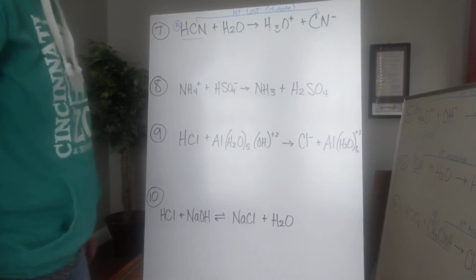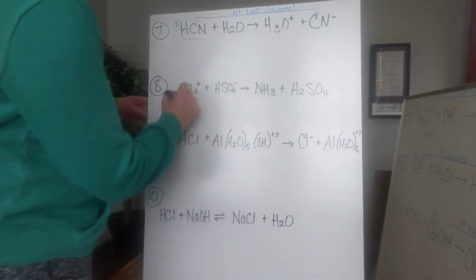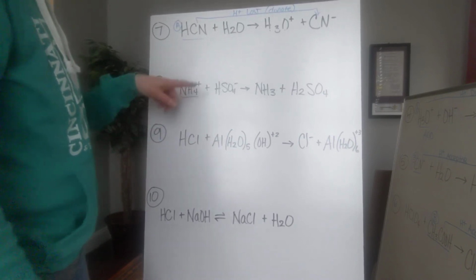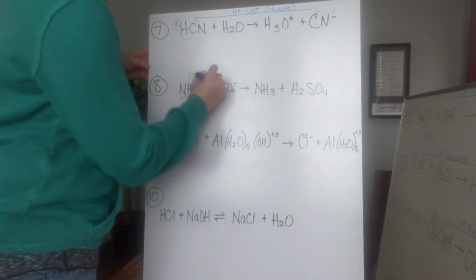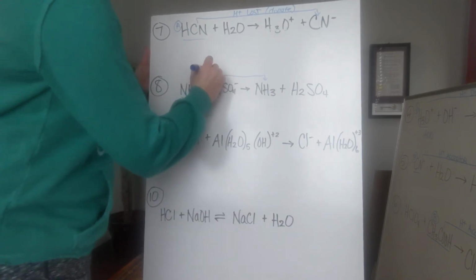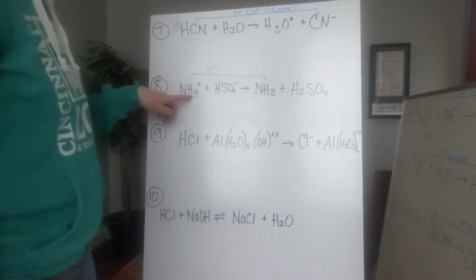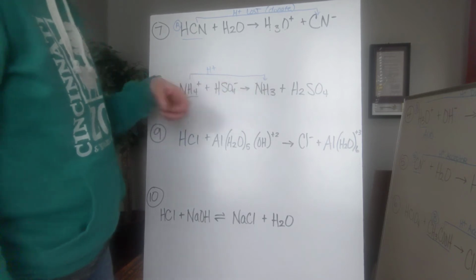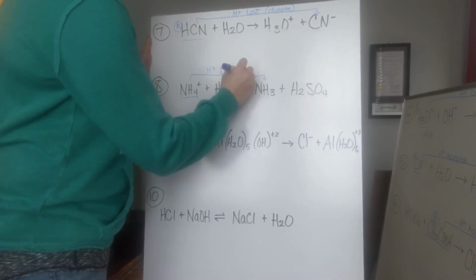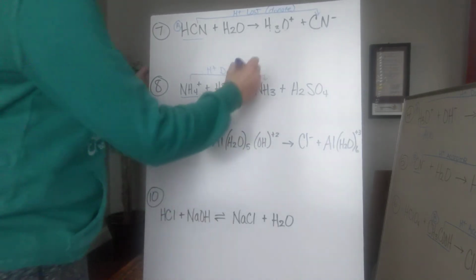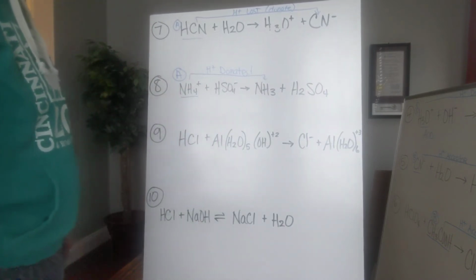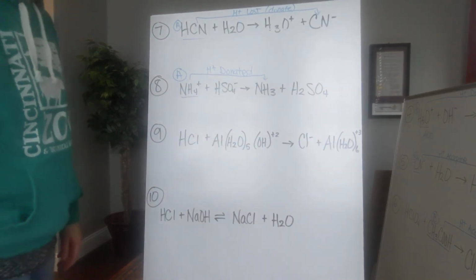Number 8. According to the Bronsted-Lowry theory, what does NH4 plus act as in the following reaction? NH4 plus becomes NH3. How do I know it becomes that? Because that is a difference of a hydrogen ion. So it goes from 4 hydrogens to 3 hydrogens. That means it is lost. So an H plus was donated, and that is your acid definition. Acid is when a proton is donated.